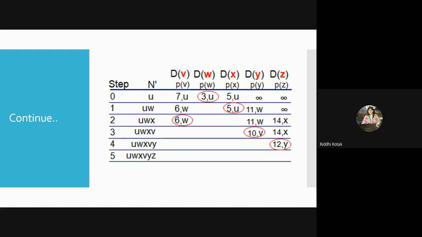Now if you compare the values, 7, 3, 5 and infinity, the minimum is 3. That is the reason you select the next node. First, two things you have to remember: compare the values, put a circle on the minimum one and check that column. The node in that column will become the next node. So 3 comma U is in the column of D of W, P of W. That is the reason the next current node will become W.